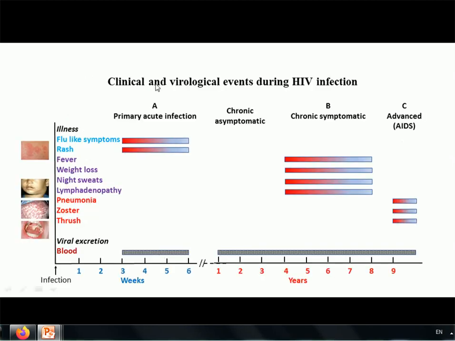So this picture shows the clinical and virological events during HIV infection. The patients show symptoms developed in primary acute infection, chronic asymptomatic, chronic symptomatic, and also advanced HIV, advanced AIDS. Normally, for those patients with HIV infection, the HIV will destroy the immune system of the host. So just a normal flu will cause death for this AIDS patient. However, according to statistics, quite a number of AIDS patients die because of tuberculosis.